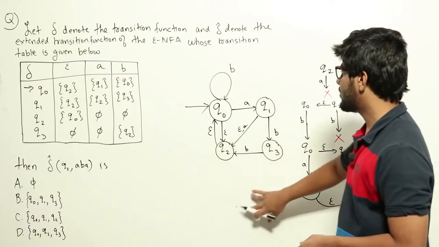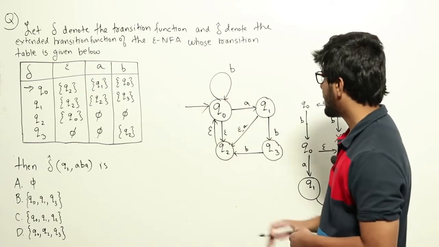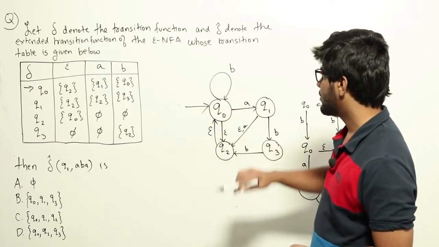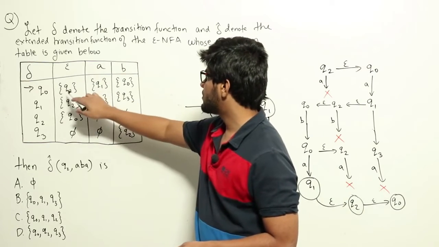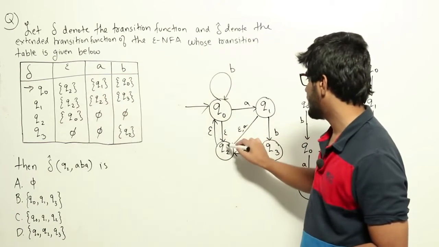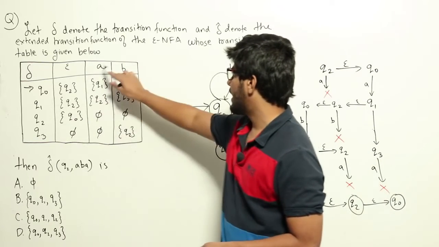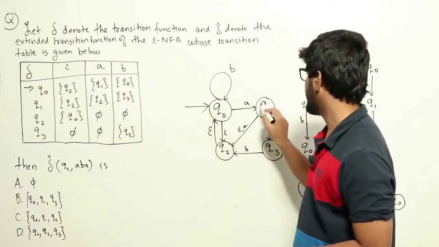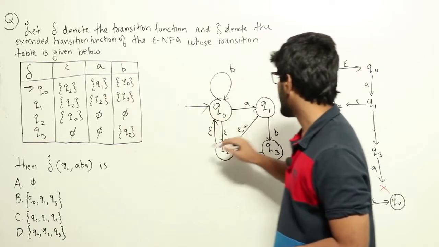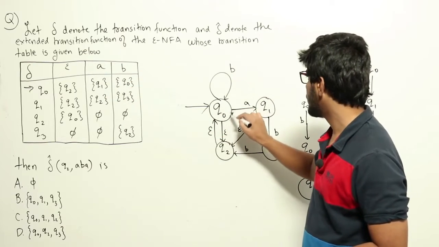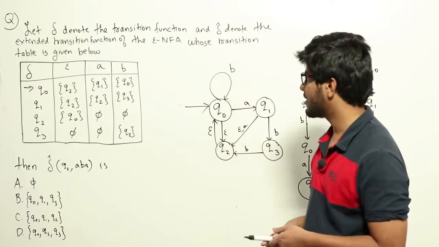Now this is the NFA given for this transition table. Initially we have state Q0. In Q0, on seeing epsilon I will go to Q2, which I have given here. On A I go to Q1, given here. On B I go to Q0, so from Q0 on B I go to the same state Q0 only.